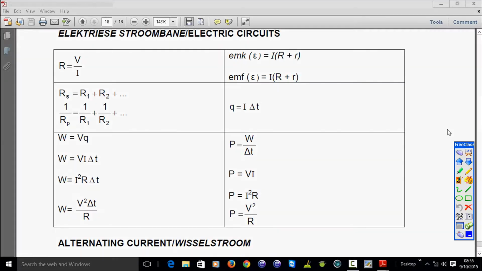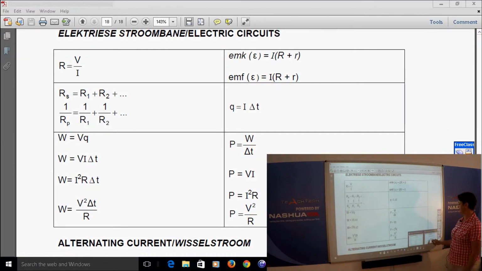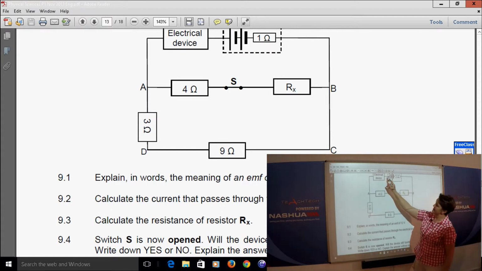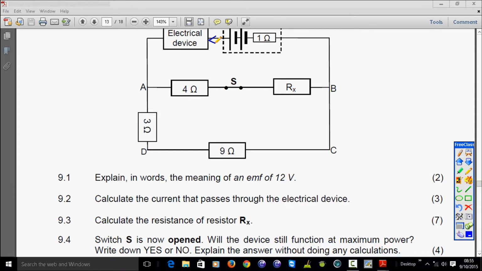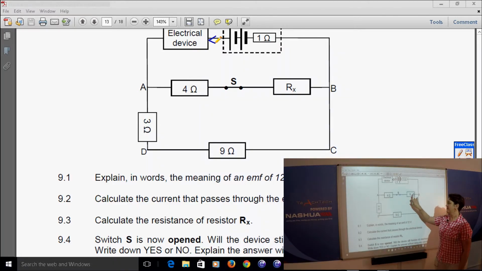Now, if we look at this current, it is important to note that it's the current that flows through the electric device, and we are actually having the total current in our circuit. Calculate the resistance of resistor Rx. Okay, so here we have a resistor that is unknown, but we do have, let's see what we have. We have our total current, which is 1 ampere.